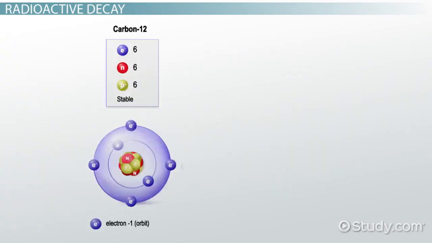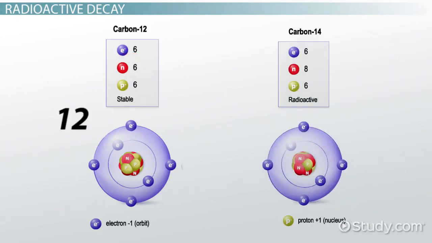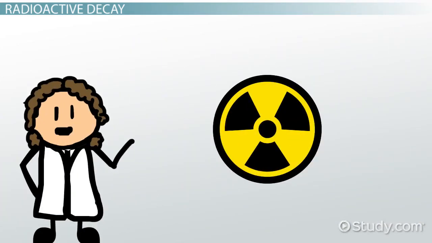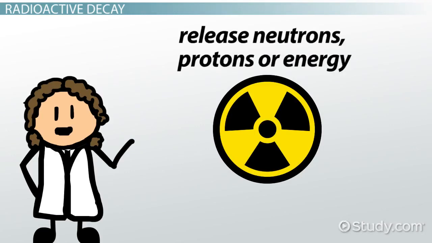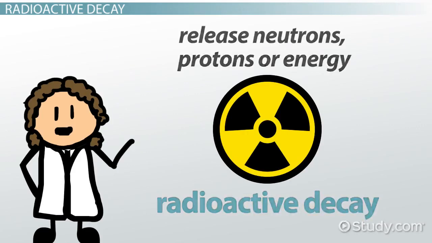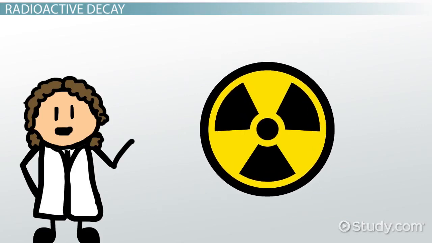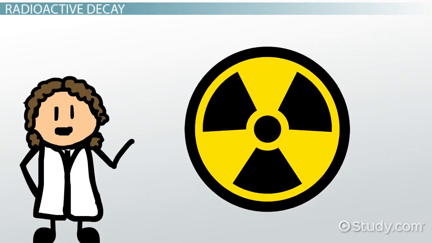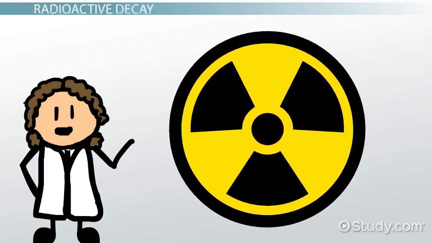For example, normally carbon has 6 protons and 6 neutrons, giving it a mass number of 12. The isotope carbon-14 has 2 extra neutrons, making its mass number 14. Some isotopes are unstable and release neutrons, protons, or energy as time goes on during radioactive decay. There are 3 main types: alpha, beta, and gamma decay, which we'll discuss next.